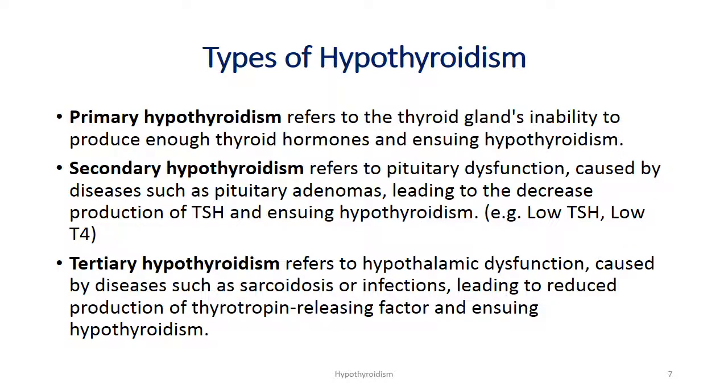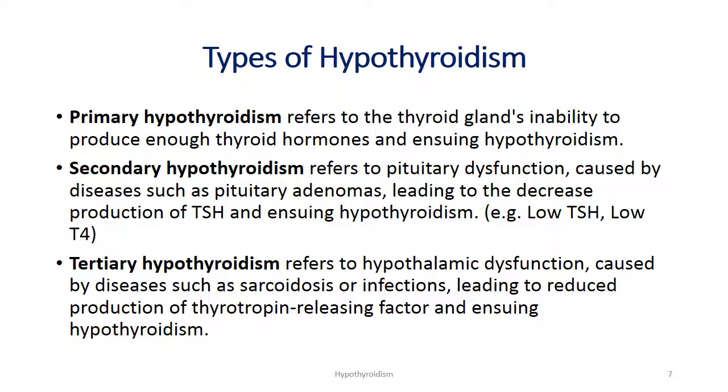Let's quickly review different types of hypothyroidism. Primary hypothyroidism refers to the thyroid gland's inability to produce enough thyroid hormones. Secondary hypothyroidism refers to one of the master gland's, the pituitary's, dysfunction, and it's usually caused by diseases such as pituitary adenomas, which causes reduction of TSH, and that causes ensuing hypothyroidism.